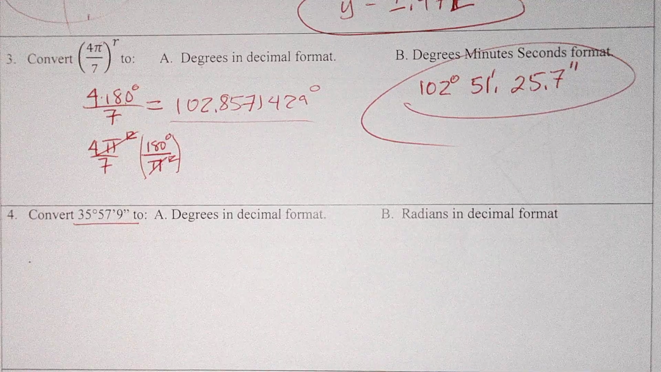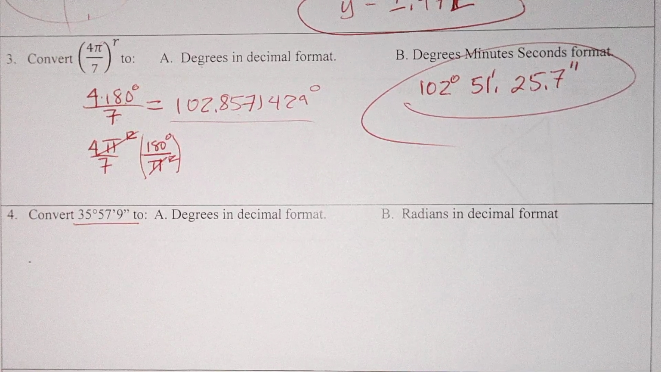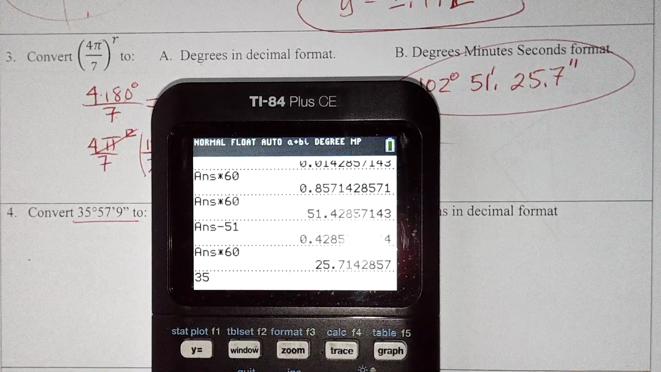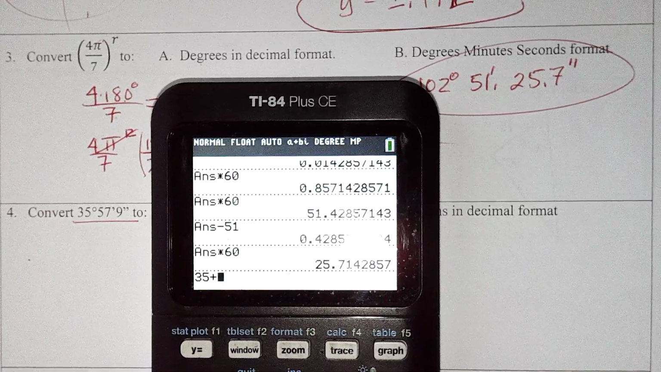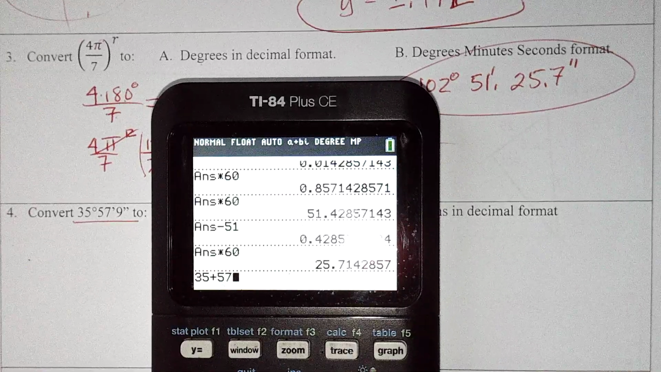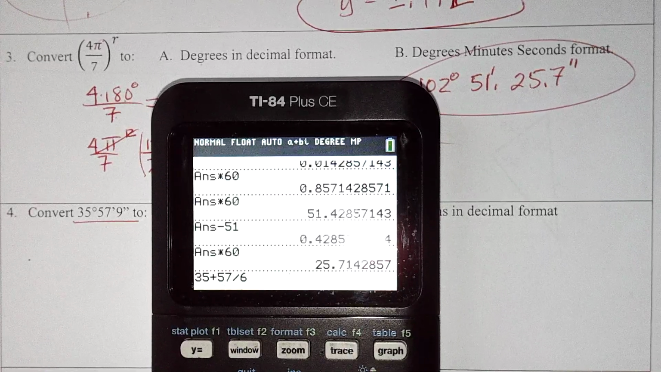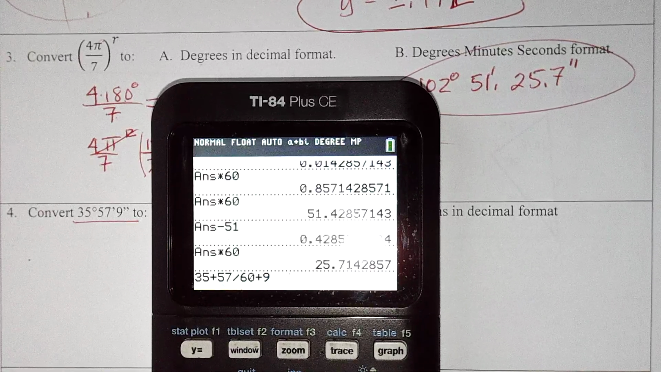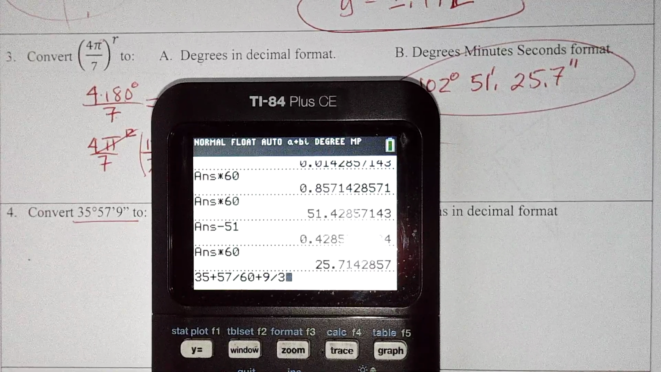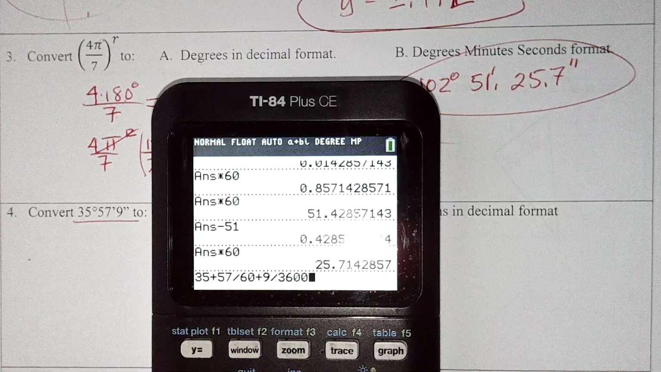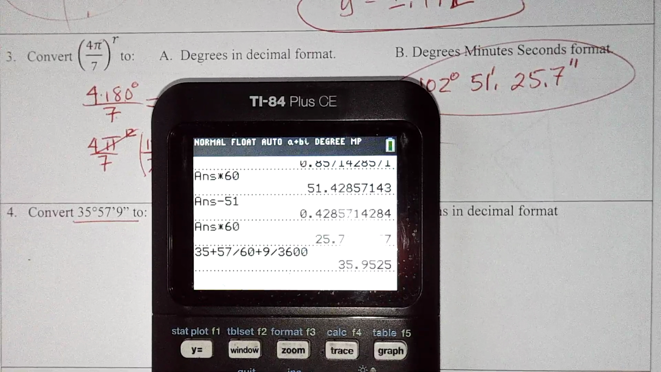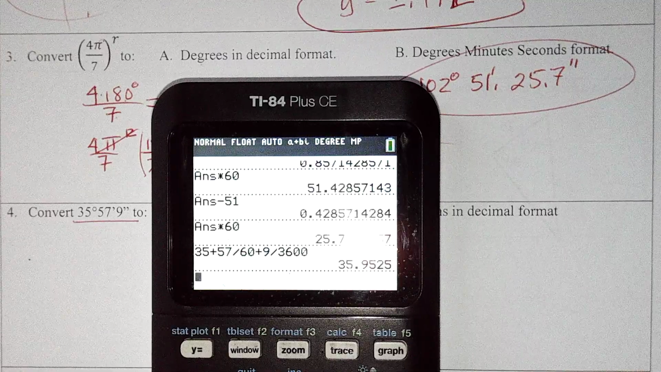All right. So now I want to change this back to decimal format. So that's 35 degrees plus 57/60ths of a degree plus 9/3600ths of a degree, because there's 3,600 seconds in a degree. And I get 35.9525.